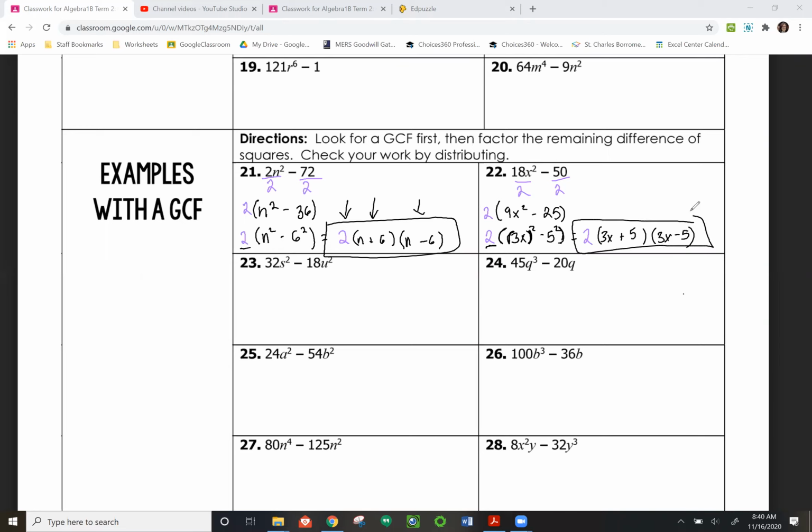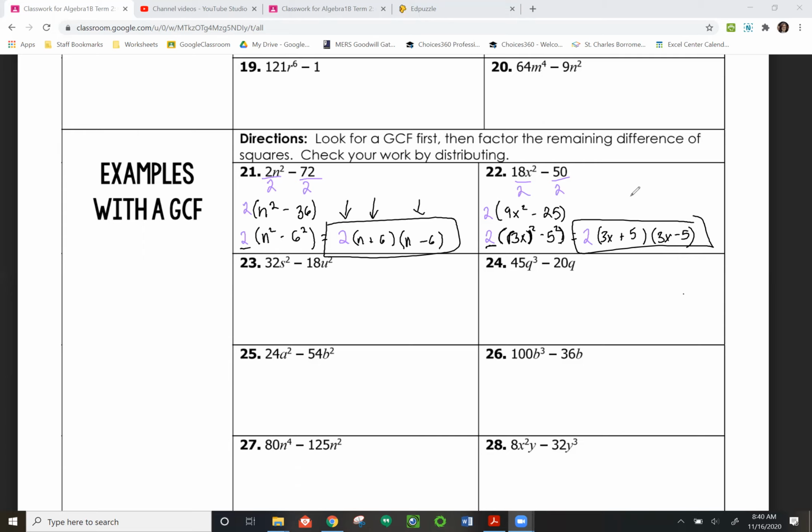So if you guys would like to check this, just distribute. You take your binomials and you multiply each one by each one, and then after you're done with that, you'll have to distribute that 2 in as well. So lots of multiplying to be able to check that answer.